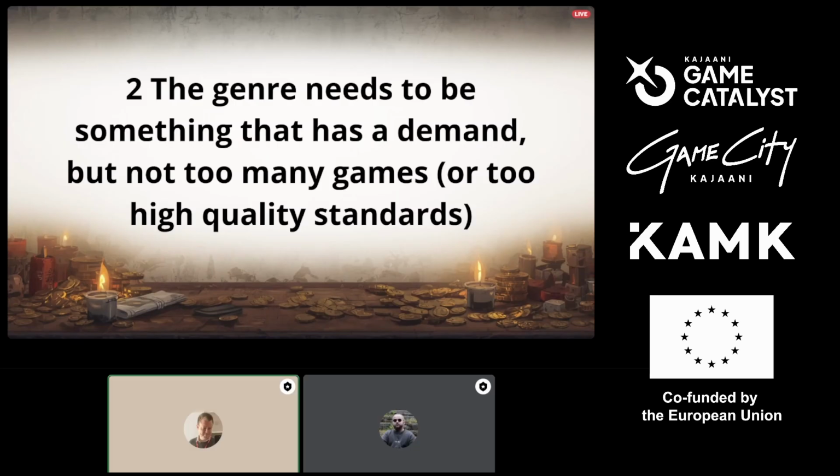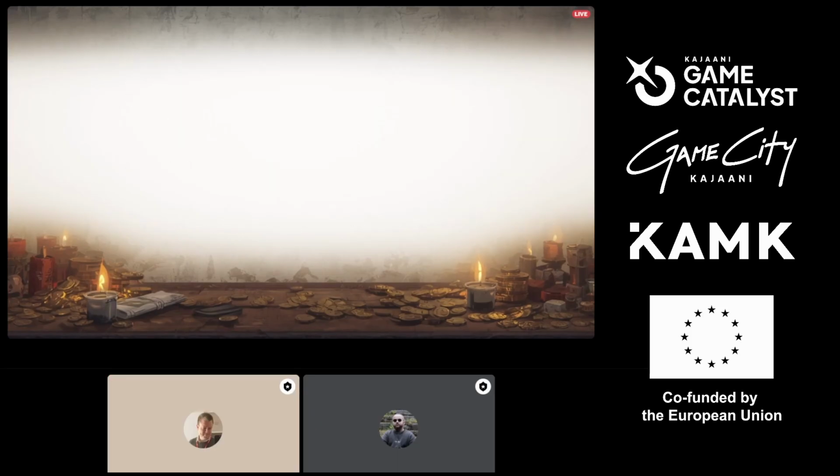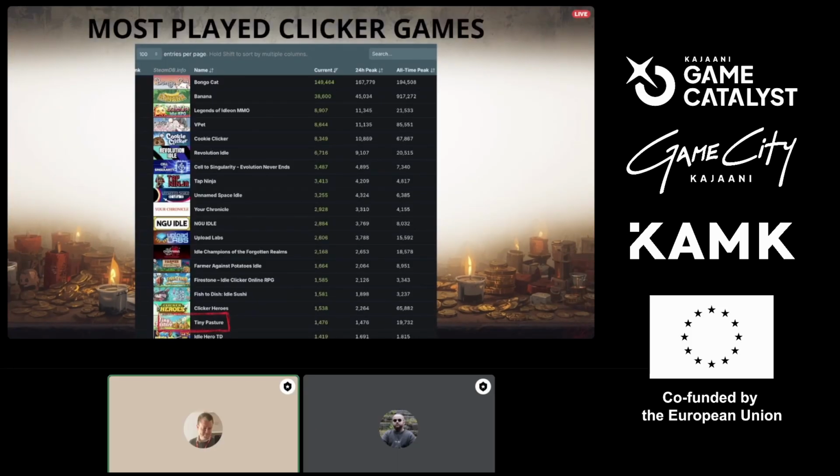The second point that we are solving here is that the genre needs to be something that has demand, but not too many games or too high quality games. So let's keep that in mind. Now it's showing the right game this time. So the Tiny Pasture game is still on the list. It's at the bottom, but if you're looking at the most played games, these numbers are very good, even though it's at the bottom of the list. So Tiny Pasture is on the list, and let's try to understand that a little better.